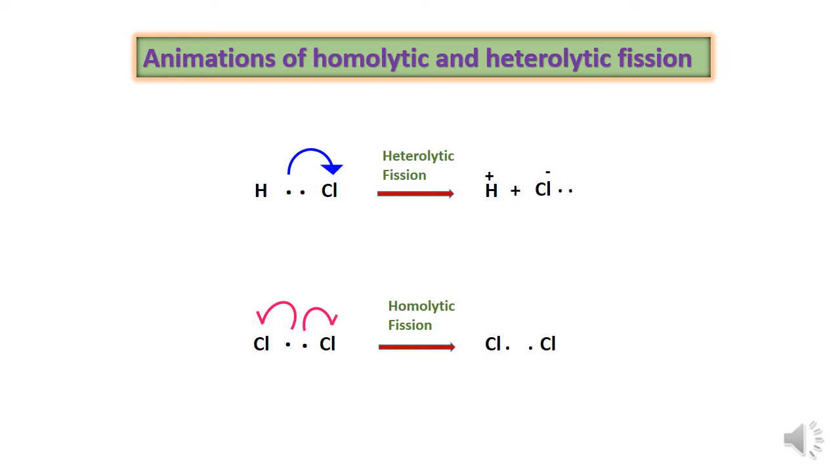You can see here the electron pair is transferred over Cl, as it is more electronegative than hydrogen. So hydrogen gets a positive charge and chlorine gets a negative charge. This whole electron pair is transferred towards the chlorine. So this double-headed curved arrow indicates the electron pair is totally shifted over the chlorine by heterolytic fission, and we get two oppositely charged species, that is hydrogen plus and chlorine minus.